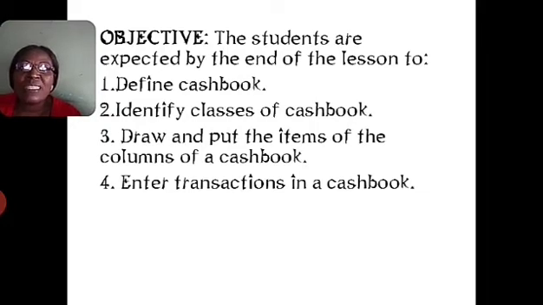By the end of this lesson, you students are expected to define the cash book, to identify the various classes of cash book, draw and put the items of the columns of a cash book, and then enter a transaction in a cash book.